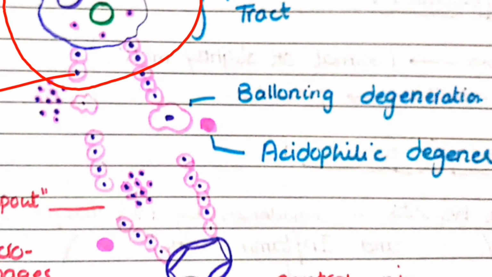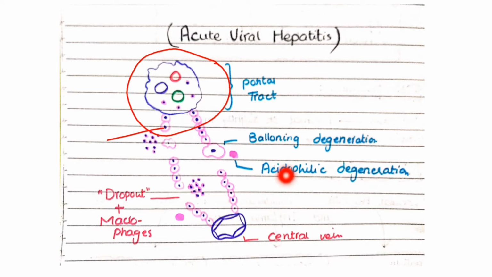So here you can see this is an apoptotic body. Why is it an apoptotic body? We know because in apoptosis there is hypereosinophilia like this, there is a shrunken cell like this, and the nucleus of such a cell is in the process of degeneration. For example, here no nucleus is visible. So this is an apoptotic body, and this apoptotic body is also labeled as acidophilic degeneration. Why do we call it acidophilic degeneration? Because it appears hypereosinophilic, that's why it is known as acidophilic.